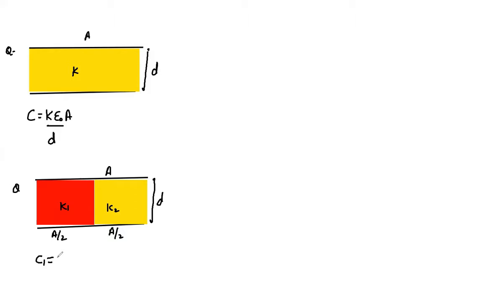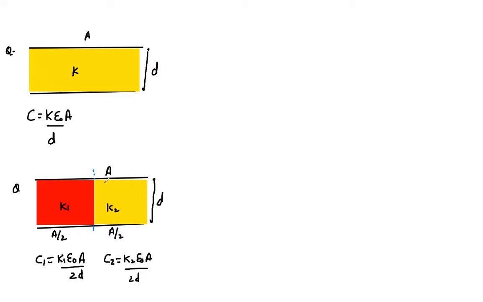So you can write C1. C1 is K1 epsilon naught A by 2D, and C2 is K2 epsilon naught, area is again half, it's A by 2D. So you have two capacitors. Now to combine them, you need to know how these two capacitors are connected, whether they are connected in series or in parallel. So this red one is your first capacitor, that yellow one is your other.